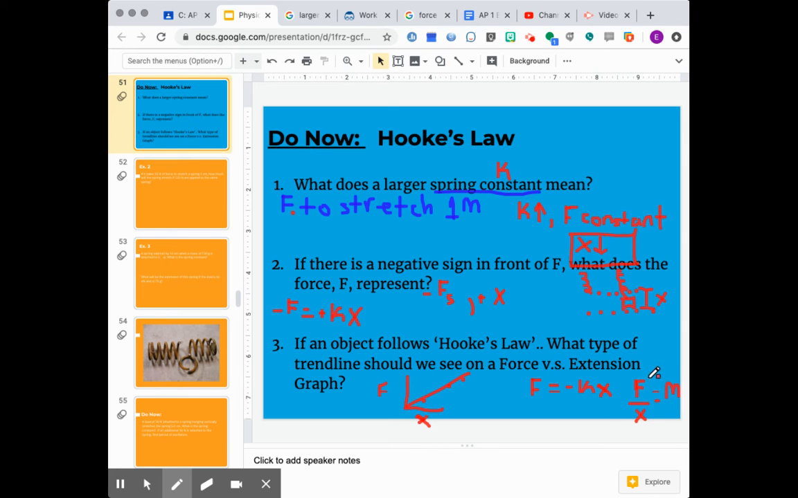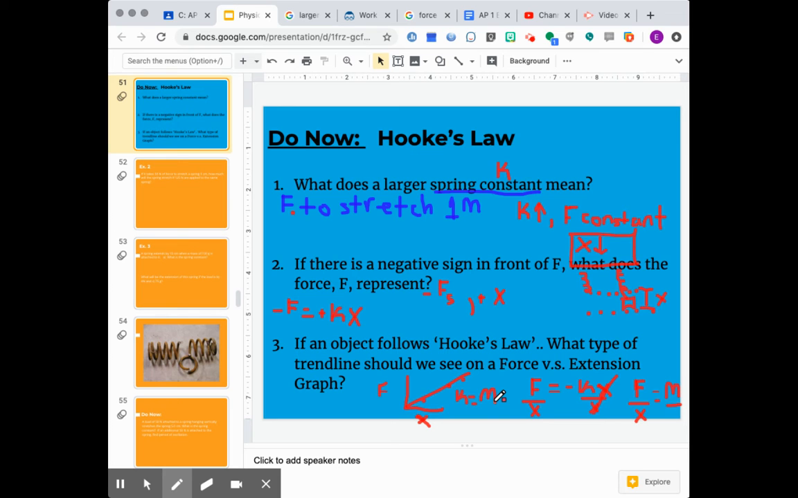So what would this slope be equal to? If we take the slope of this, what value would we determine? If you look at Hooke's law, if we divide both sides by x, we find that K equals restoring force divided by displacement. So the slope of the force versus stretch graph will give us K, the spring constant of the spring that we are measuring or studying.